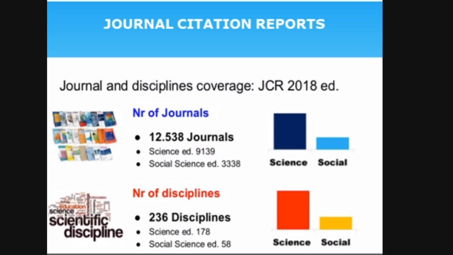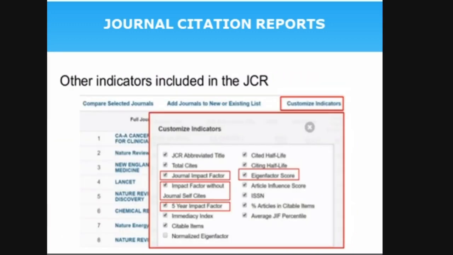So in the 2018 JCR coverage, it covers around 12,538 journals. That is 9,000 in the science discipline and 3,000 in the social science discipline. And similarly, it has 236 disciplines. In science it has 178 disciplines like physics, chemistry, whatever it may be. And in social science it has 58 disciplines. Okay, so this is the journal and discipline coverage of JCR in 2018.